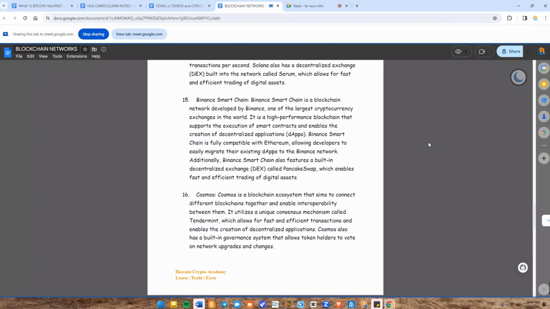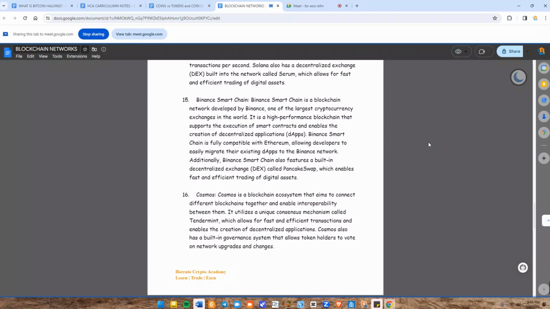Why? Because most projects that are coming up, and for the longest time possible, we've had projects being built on the Ethereum network. But the Ethereum network has had a problem for a very long time. There is what we call the gas fees. So the Ethereum network will charge you a lot of fees.